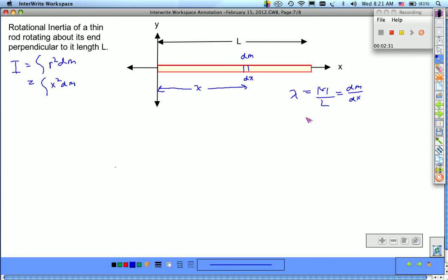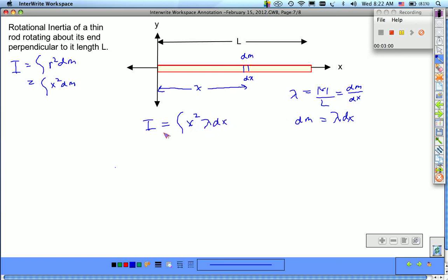This is the trick that makes the integral work, because I need to substitute dm into our continuous equation. dm is equal to lambda dx, and that's the trick. So let's bring our integral down here. We have I equal to the integral of x squared, and now substituting for dm, lambda dx.